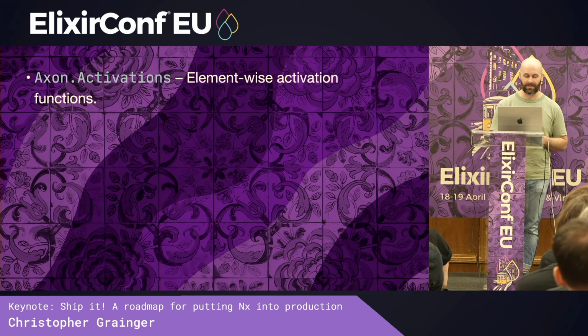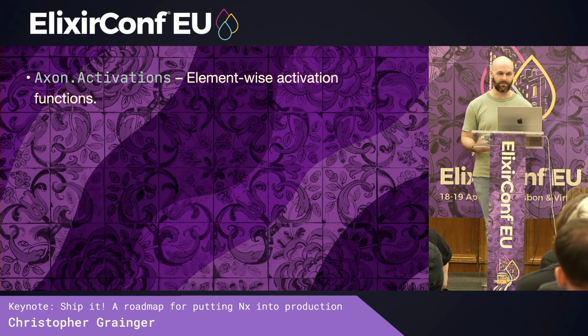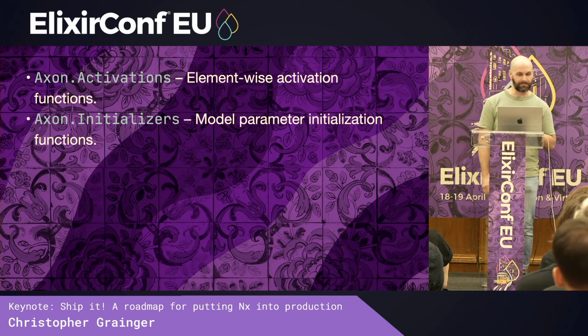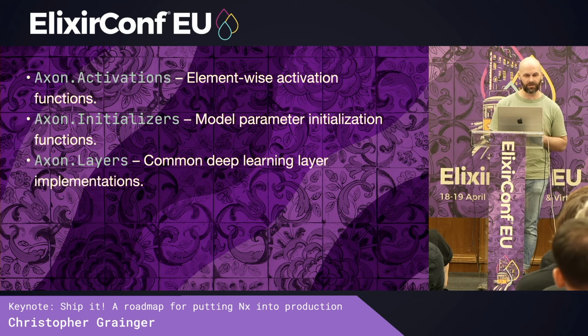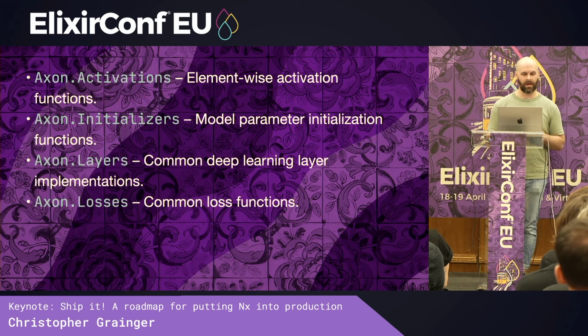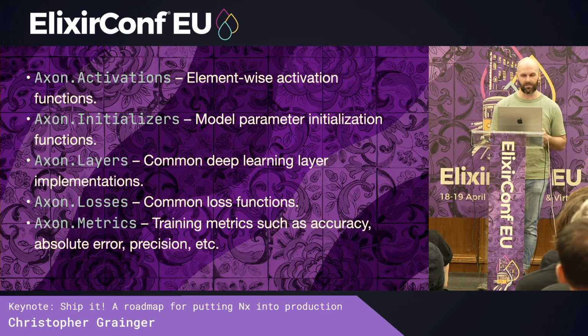So Axon has Axon activations, which fill in those gaps that we're talking about. These give you element-wise activation functions. I'm not going to get too much into this because I'm not going to teach you how machine learning works or how deep learning works or neural networks work as we go. If you know what that is, then cool. The initializers, the parameter initialization functions, it gives you layers, which are the layer implementations. It gives you common loss functions and gives you metrics.